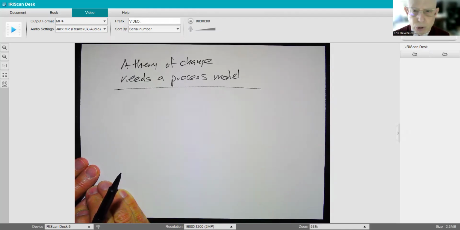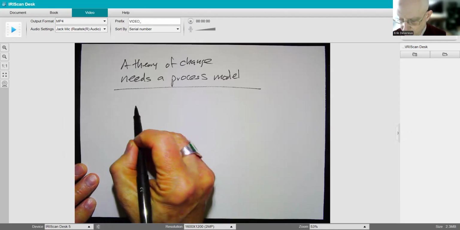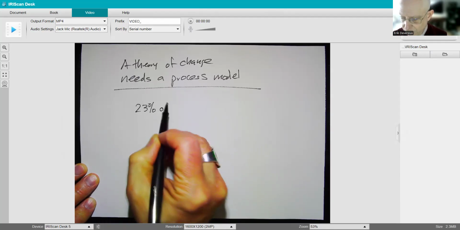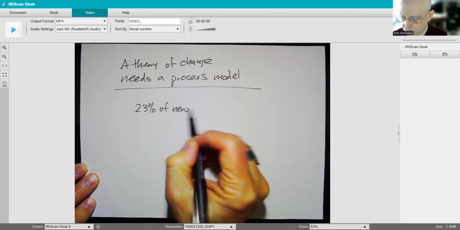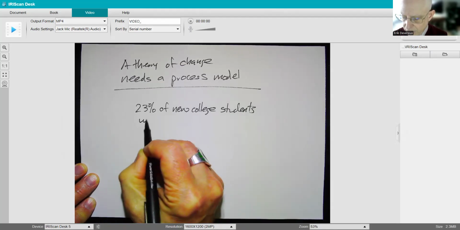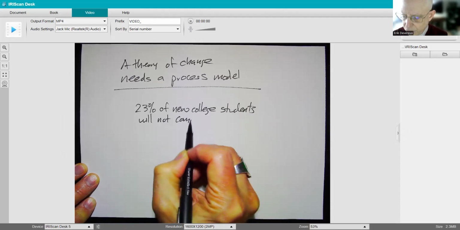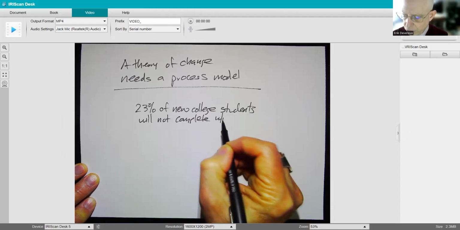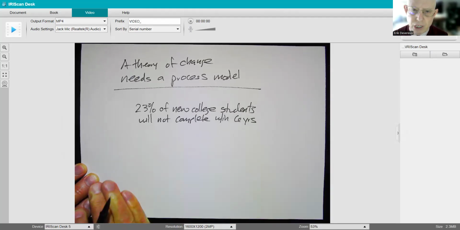So there's an example in the book of the problem of why does such a substantial number of young people who enroll in college not finish, okay? So about 23% of new college students will not complete the degree. They will not complete the degree within 6 years at least. That's usually the number that is used by most colleges as their 6-year completion rate. Okay. And then there are different process models that explain why this is happening.